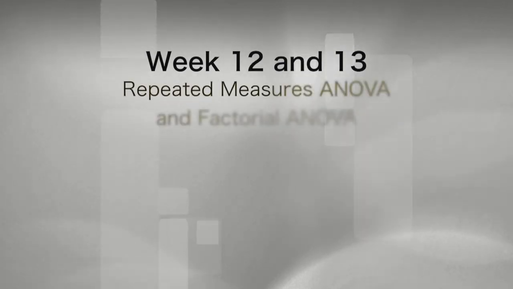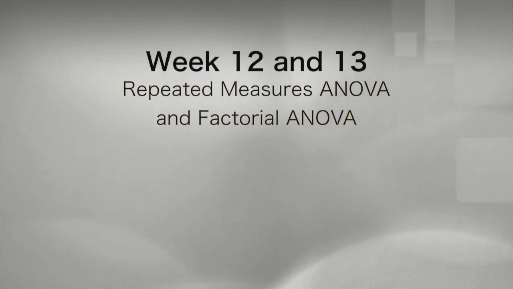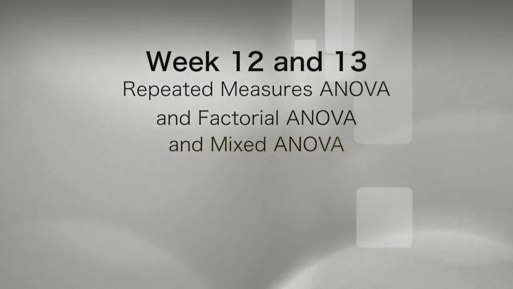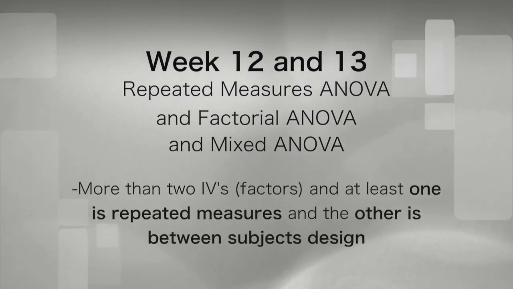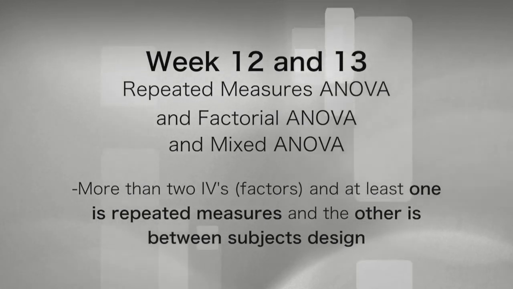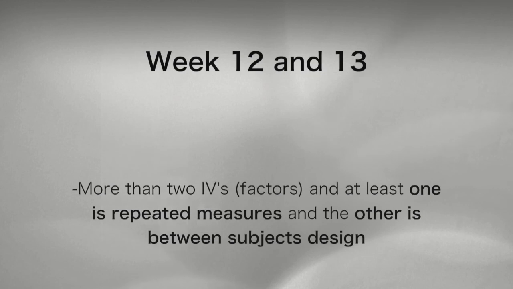In week 12 and week 13, I stay with the idea of having two or more independent variables or factors. But firstly, in those 2 weeks, what I do is I introduce the idea of a repeated measures ANOVA and a factorial ANOVA and build that idea into what's known as a mixed ANOVA. Now, this is when there are more than two independent variables or factors, and at least one of them is a repeated measures design and the other is a between subjects design.